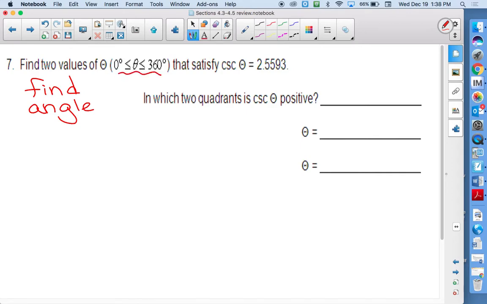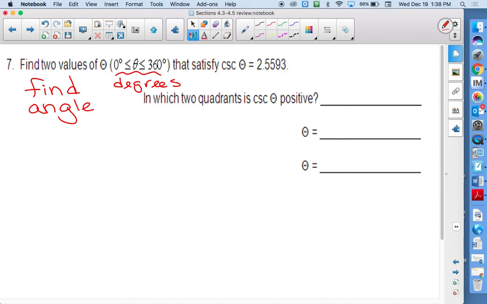So this part tells you what your calculator needs to be in, degrees or radians, or what your answer needs to look like, degrees or radians. This is degrees. To satisfy the fact that the cosecant is equal to 2.5593. And then the first question says, which two quadrants is the cosecant positive?